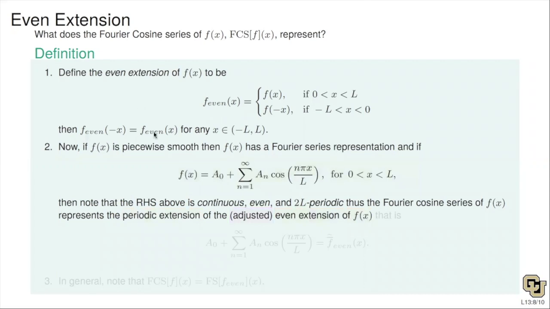So in notation, the Fourier cosine series of f represents this horrible mess. Start with f right at the core, then we do its even extension, then we adjust it, then we do the periodic extension. Okay, and in general, the Fourier cosine series of f can be thought of as just the regular Fourier series of the even extension of f.